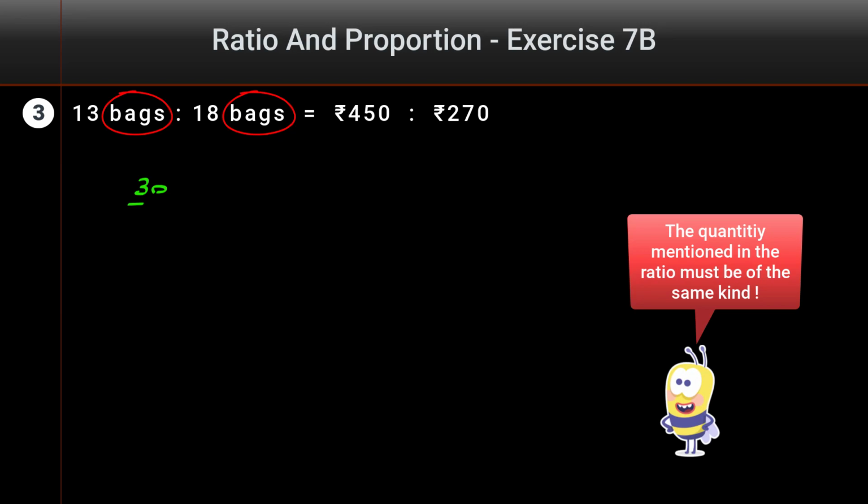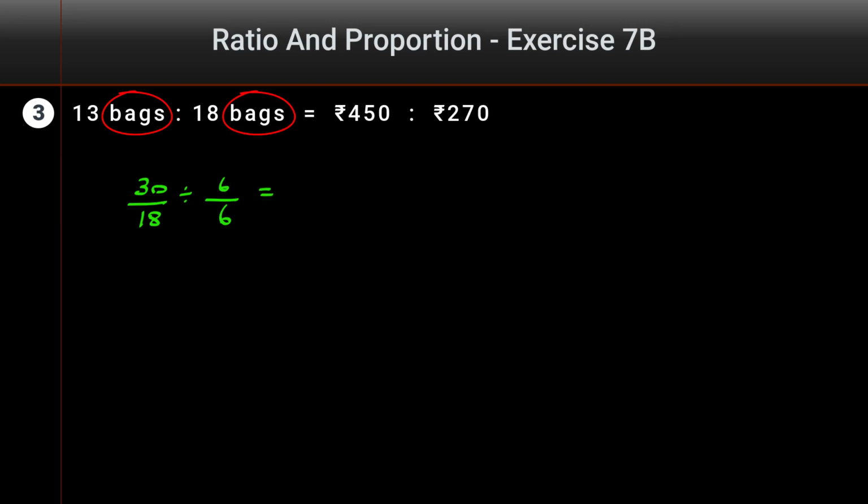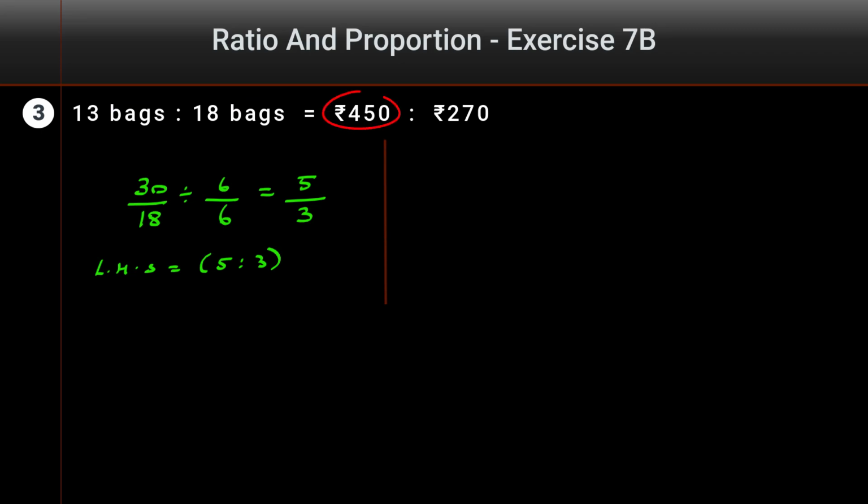Now 30 by 18. So 6 is a common factor that divides both the numerator and denominator. So we get 6 5s are 30 and 6 3s are 18. So what is the ratio? Left hand side we have 5 is to 3. Now let's compare right hand side. Right hand side, what do we have?